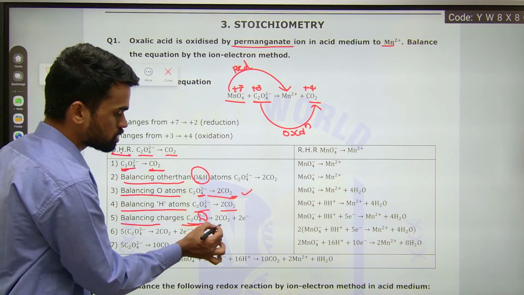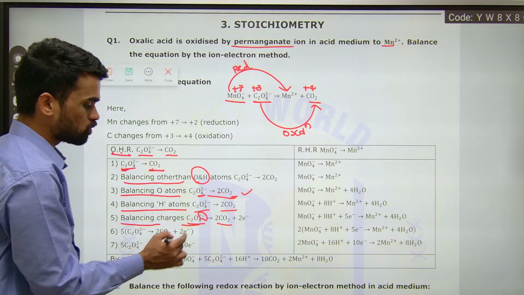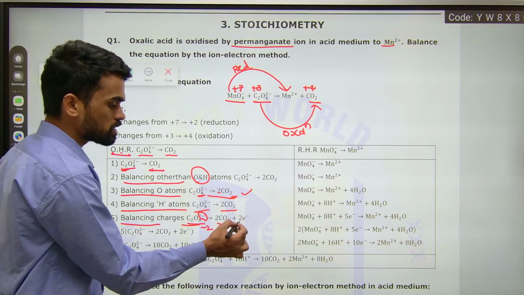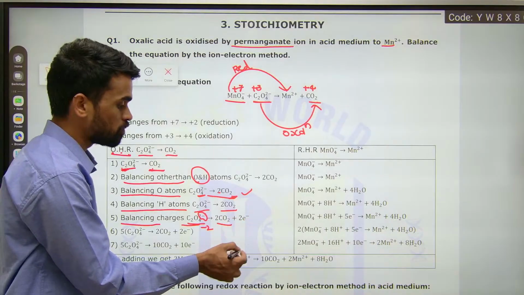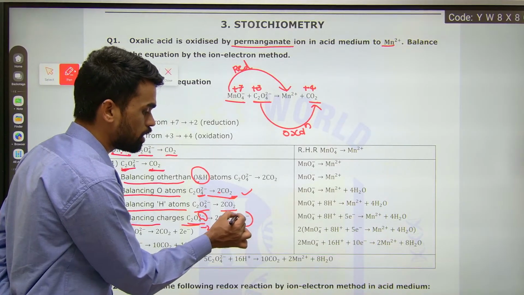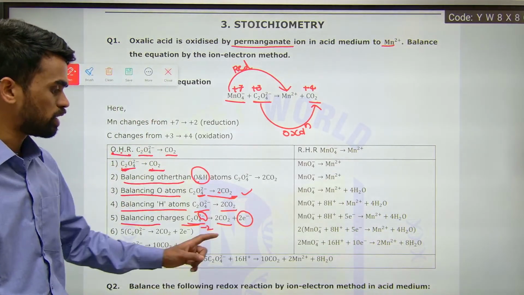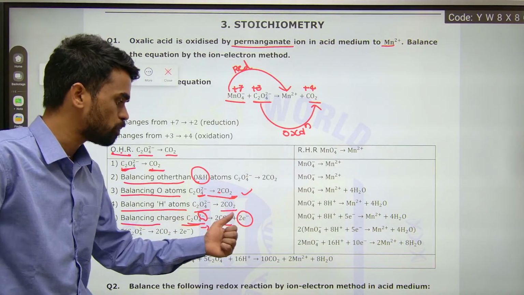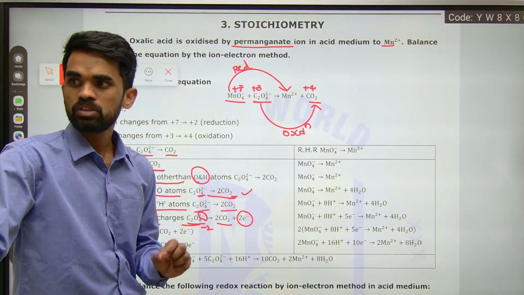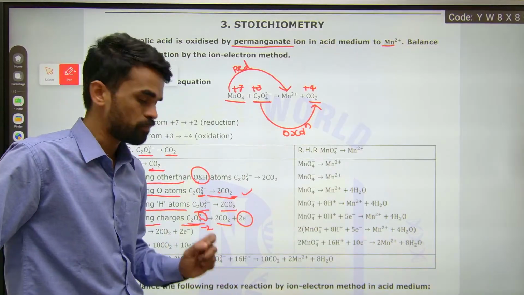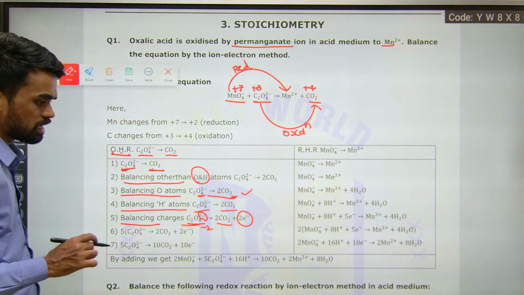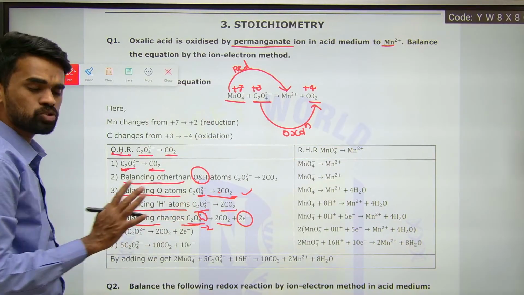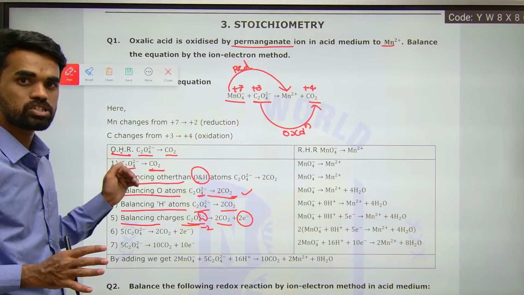See, CO2 is a neutral molecule. So what do we need to do? On the reactant side we have 2 minus charge. On the product side also we need to make 2 minus charge. For that reason I am adding 2 electrons. 1 electron is minus 1 charge, so 2 electrons is minus 2. Reactant side minus 2, product side also minus 2. So this is a basic step to be followed here. After doing that, just go on to the other. So we have balanced up to charges for the oxidation half reaction.